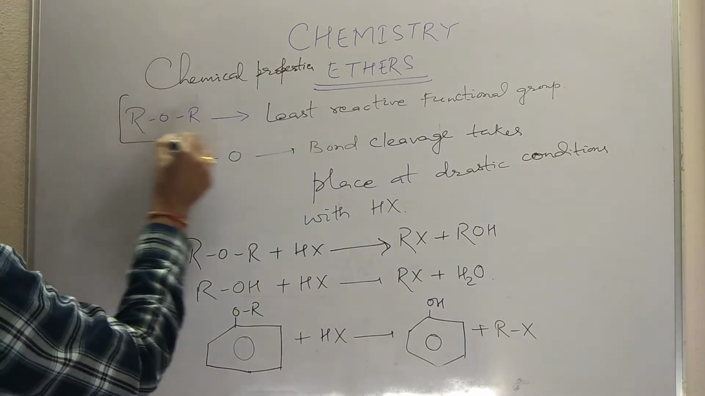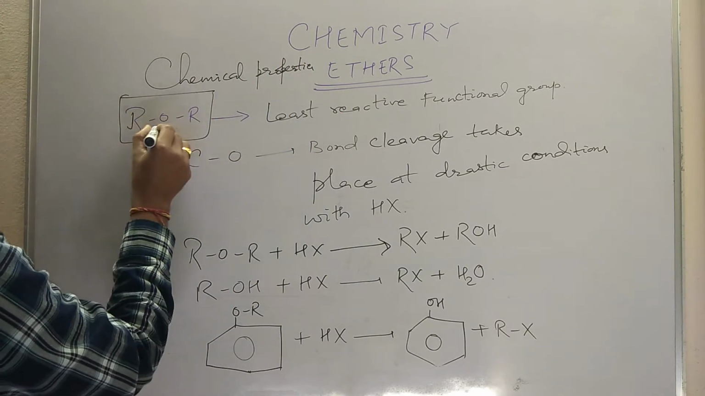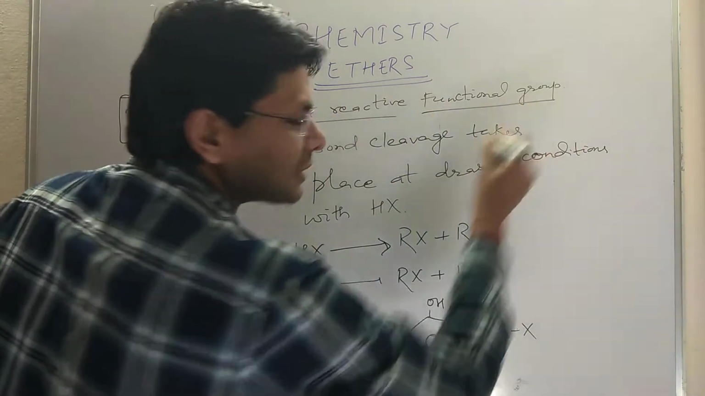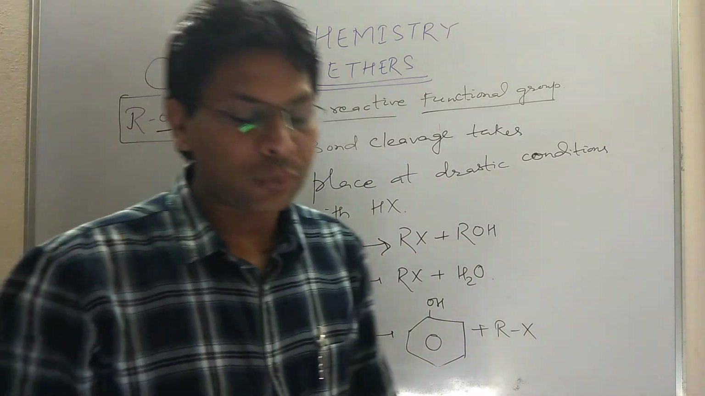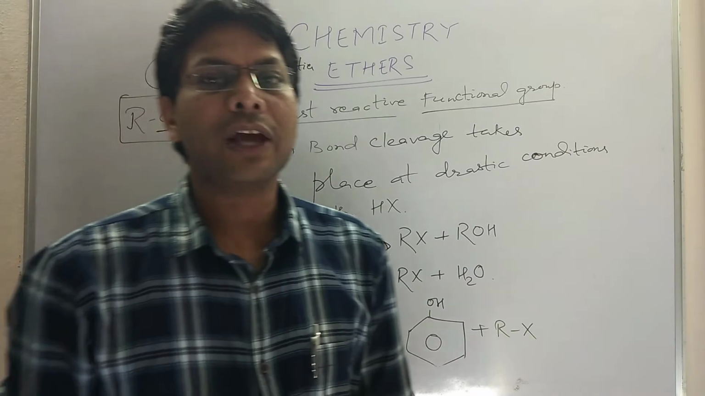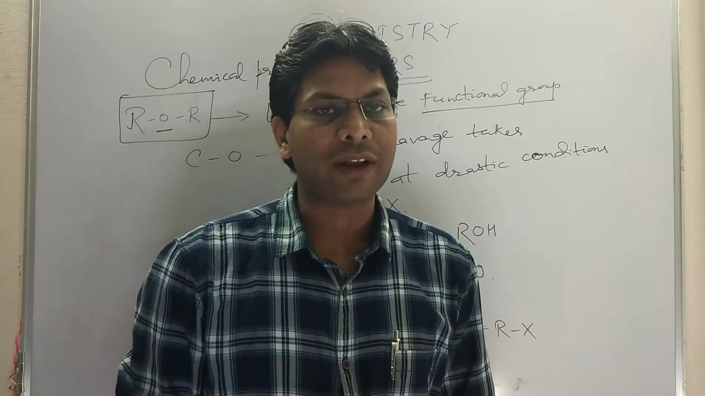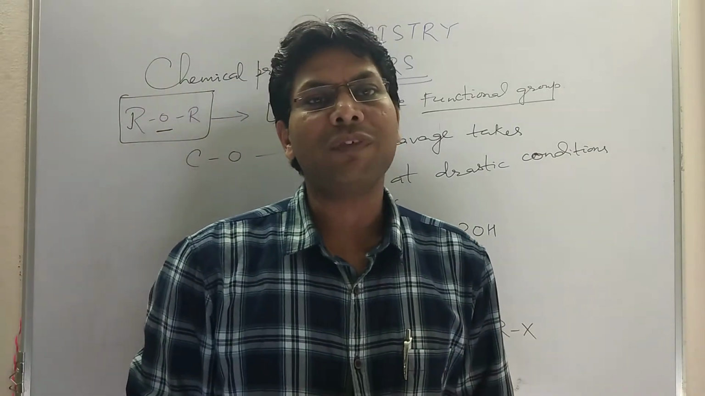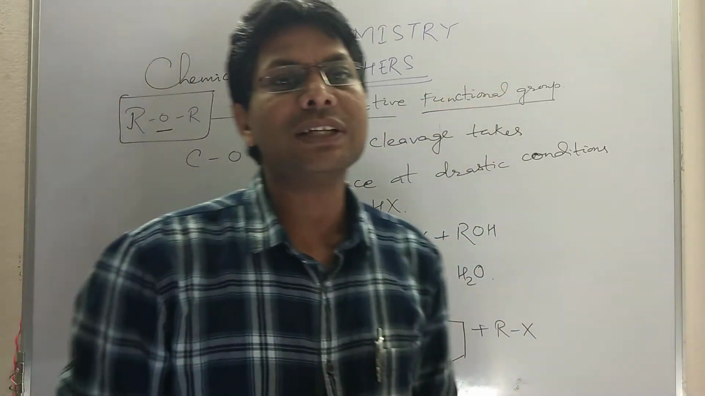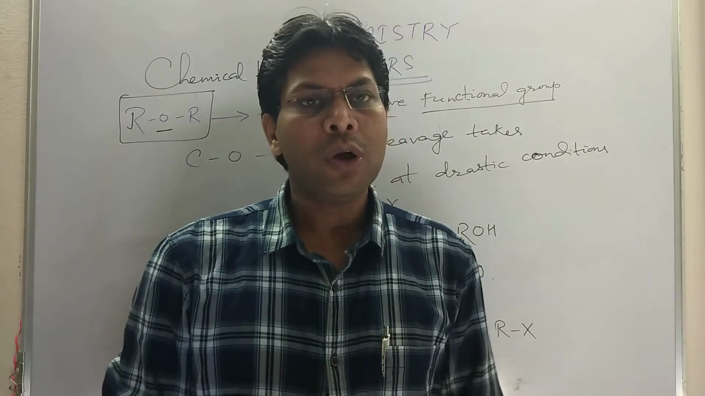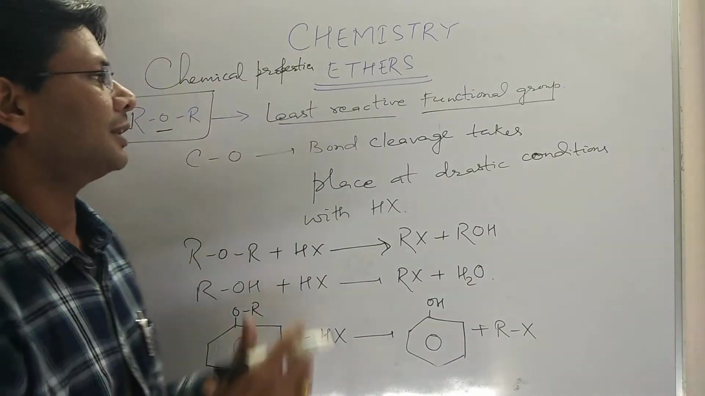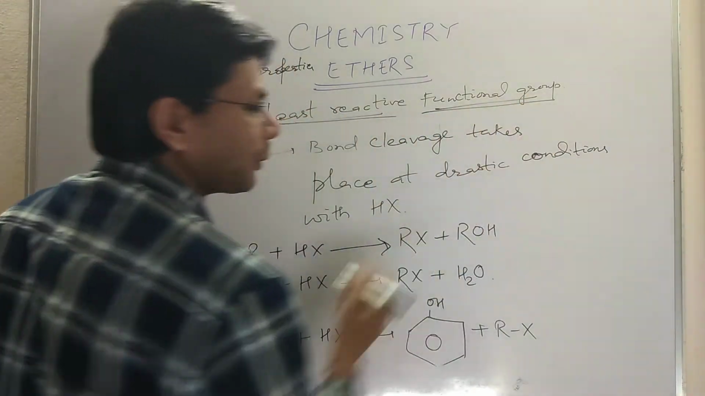The general formula of ethers is ROR. They have the functional group O, oxygen. They are the least reactive functional group. As we know, alkanes are the least reactive organic compounds. They are also called paraffins. But in alkanes we don't find any specific functional group. They have carbon-carbon single bonds. So if we consider an organic compound with a functional group which is the least reactive, that is ethers. So these are the least reactive functional group.